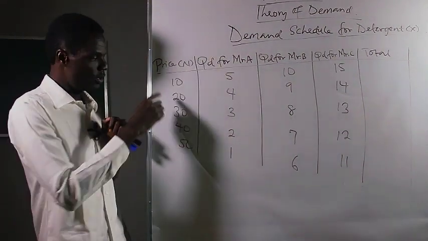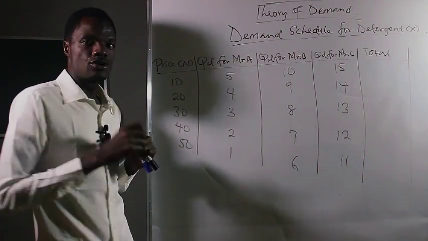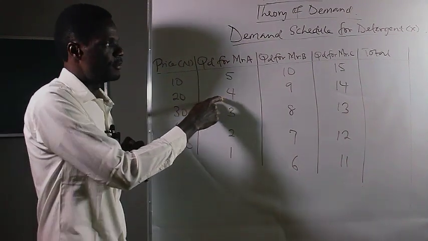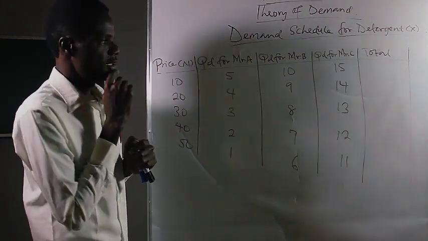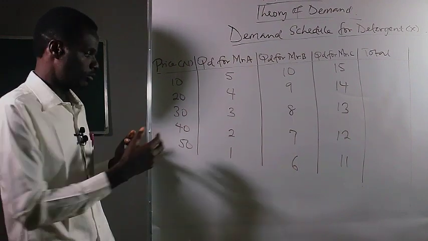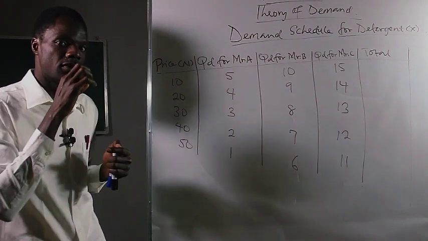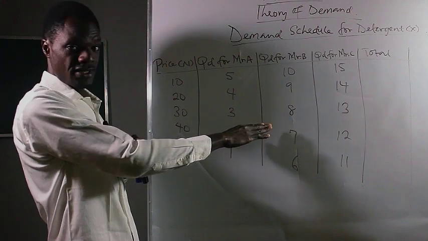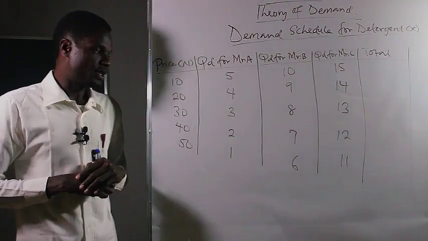Then the price now increased to 20. That caused the demand for Mr. A to drop by 1 unit. Now he demanded 4 units. And Mr. B demanded 9 units. And Mr. C demanded 14 units. Now the price rose to 30 naira. And Mr. A also decreased his demand to 3 units. Mr. B also decreased his demand to 8 units, while Mr. C demanded only 13 units.